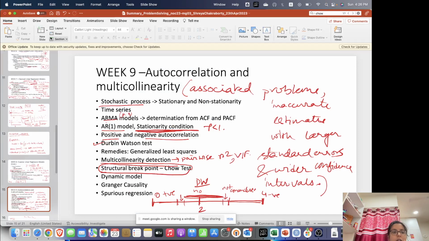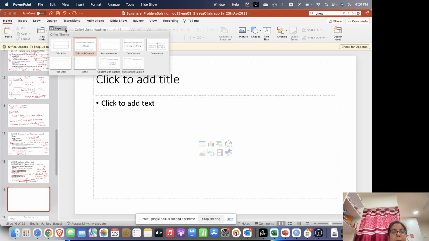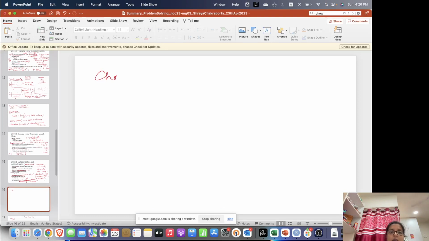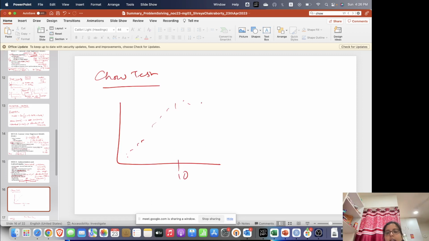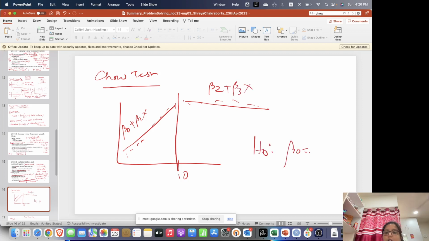Okay, so this was the structural breakpoint test. If I have a Chow test, let's say this was point 10 and this was beyond 10, so this could be a structural breakpoint that we want to test. Here I have one line, beta 0 plus beta 1 x, and here I have another line, beta 2 plus beta 3 x. So my H0 is beta 0 equal to beta 2, beta 1 equal to beta 3.